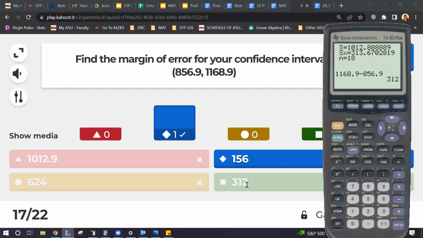So be careful, because that's one of the answers you could pick, and that's a wrong answer. That's two margins of error. That's all the way from the top to the bottom. So I'm going to divide it by 2, and there we go. That's my margin of error.